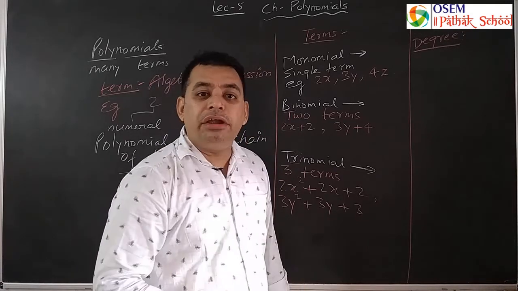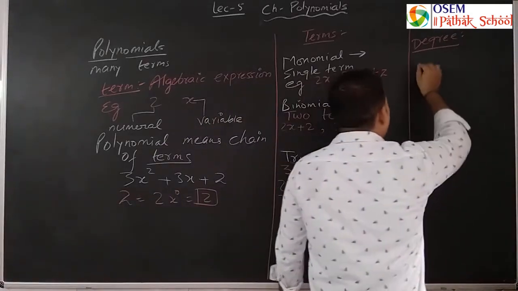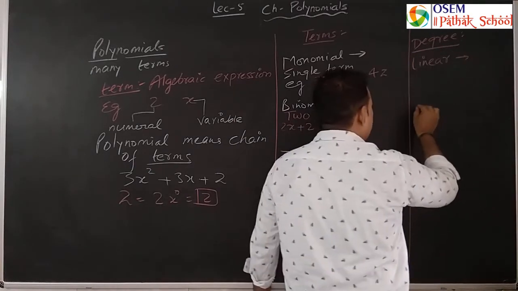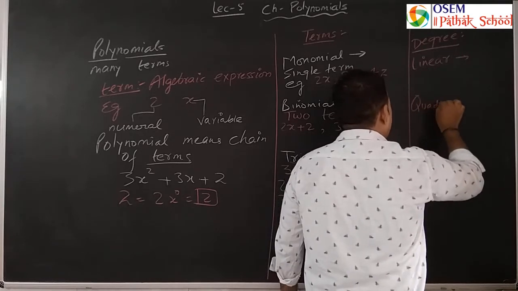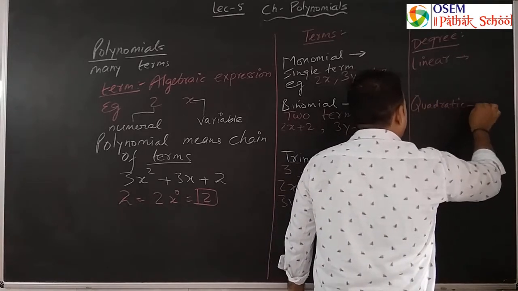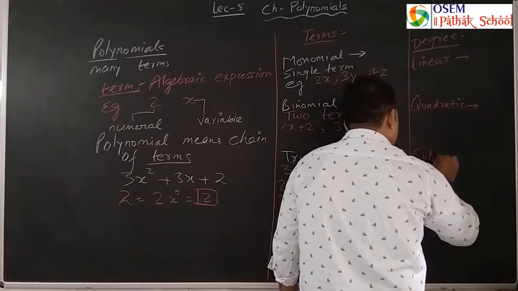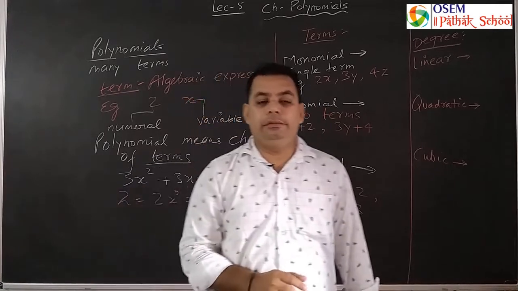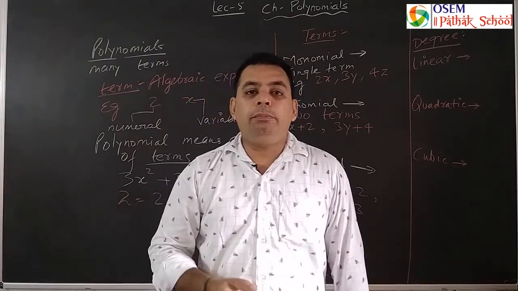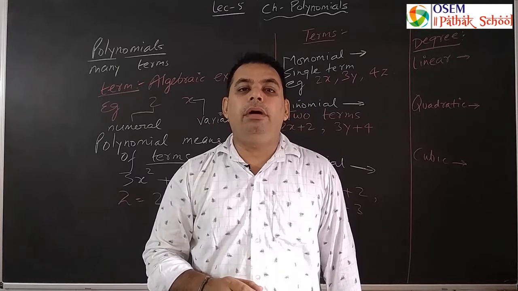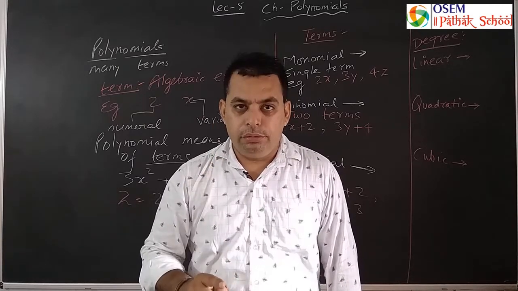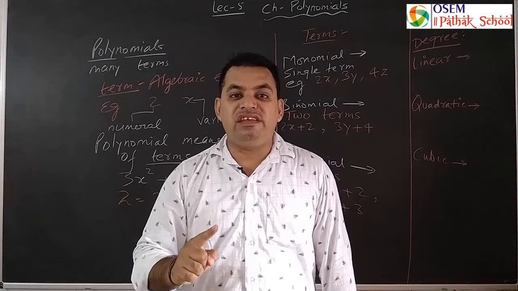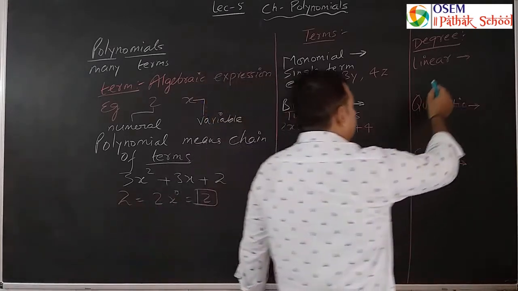Now, according to the degree part, polynomials have been classified into linear, quadratic and cubic. Now, what is linear? A linear polynomial has a power or a degree of 1. Any polynomial that has a degree of 1 is known as a linear polynomial.